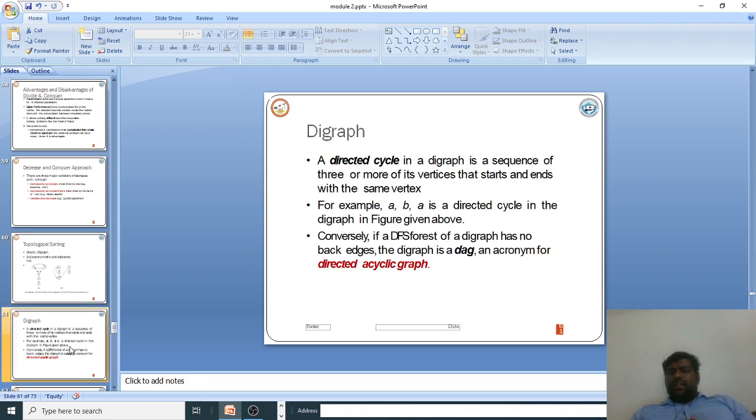Next, what is a directed cycle in a digraph? It's a sequence of three or more of its vertices that starts and ends at the same vertex. If ABA is a cycle, then that will be a directed cyclic graph. Whereas for the digraph, in order to apply the topological sort, it should be a directed acyclic graph. There shouldn't be any cycle here in terms of a DAG.